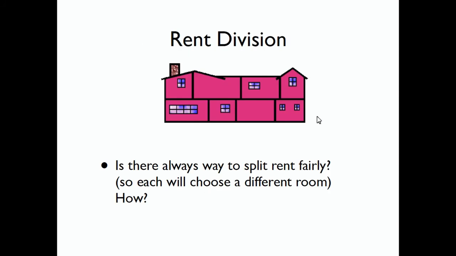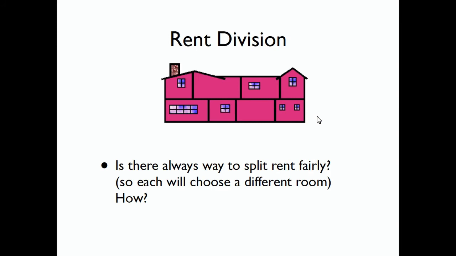All right, so I learned about this when I was an undergraduate, and it wasn't until I was in graduate school that a friend of mine came to me one day and said, hey, I'm moving into a house with my three roommates, or four of us, and we can't decide how to divide the rent fairly in such a way that each person would prefer a different room.